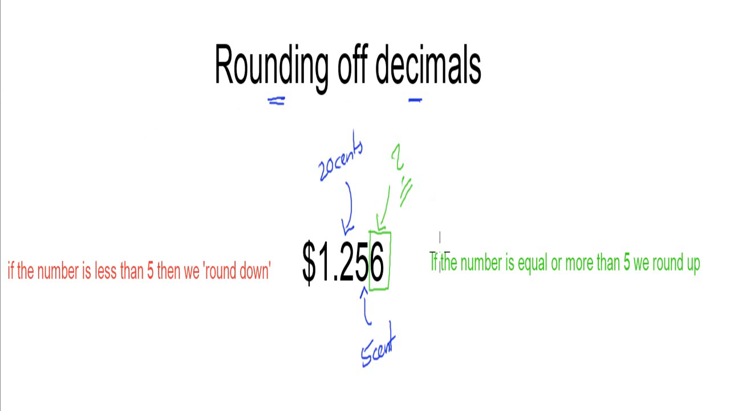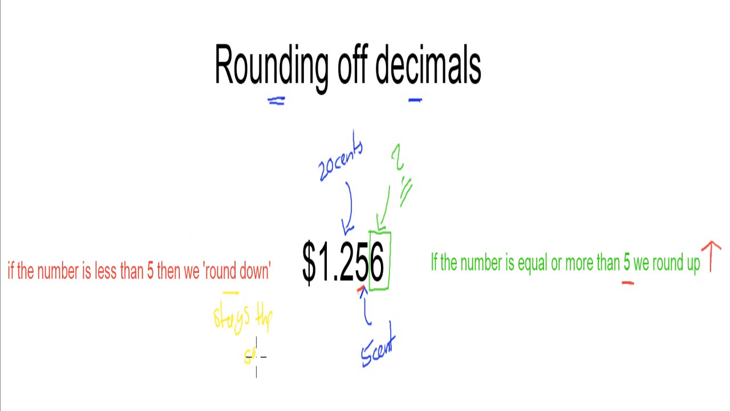And there's two rules. We're trying to get to the nearest cent, right? And if the number behind that is equal to or more than 5, we round up. And if the number is less than 5, we round down. But what we mean by rounding down is the number just stays the same, right? So rounding down just means it more or less stays the same.